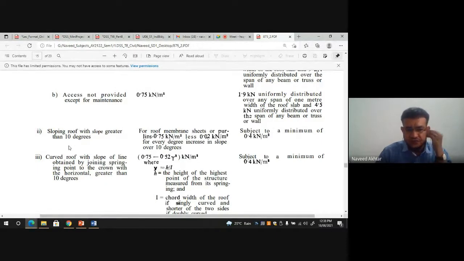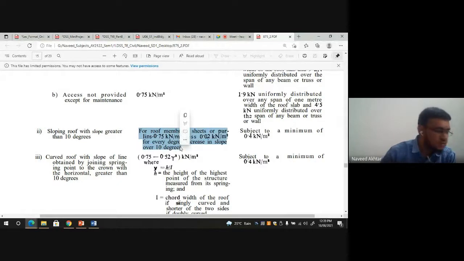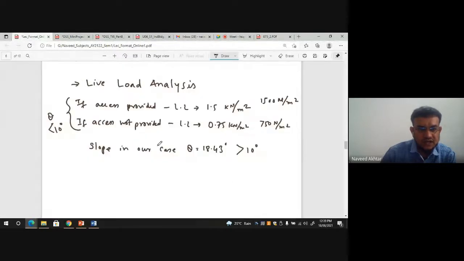What do we have to do? In our case, the sloping roof is there and the slope is greater than 10 degrees. For roof membrane sheet or purlins, the load is 0.75 kN per meter square, and you have to reduce 0.02 kN per meter square for every degree increase in slope over 10 degrees. So if we convert this into numerical form, what will it be? I will convert to kilonewton.